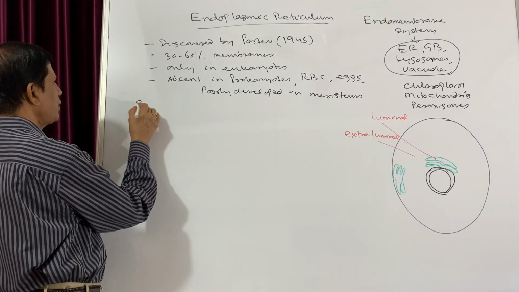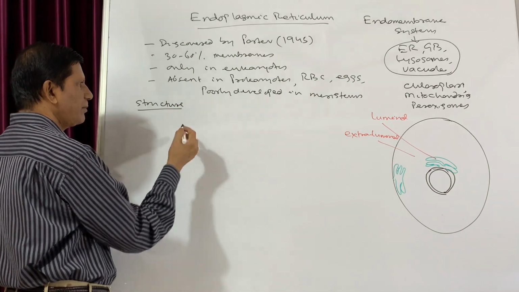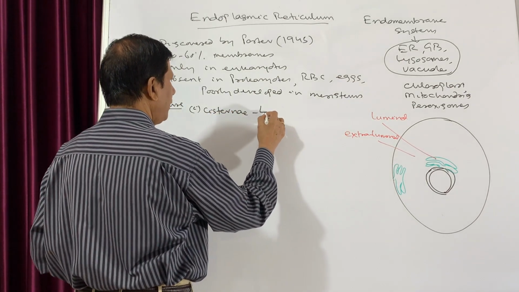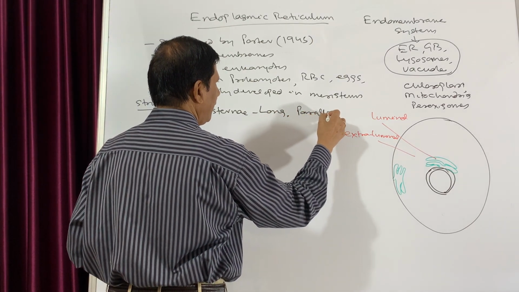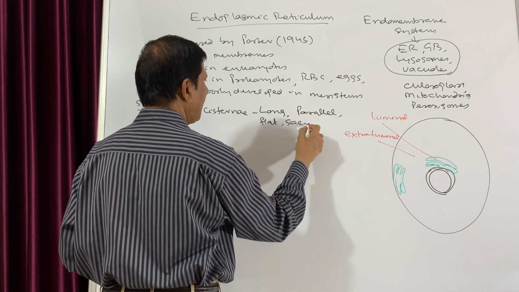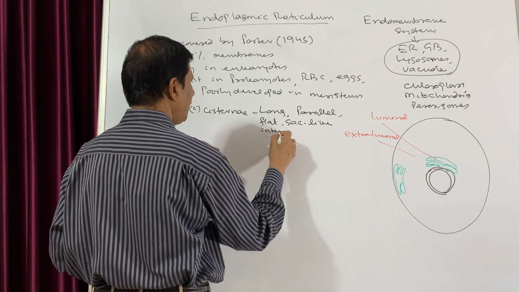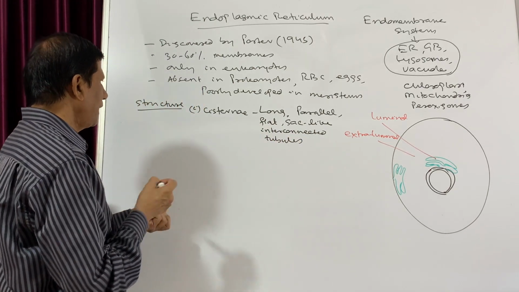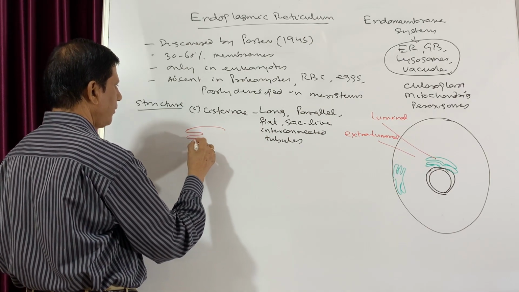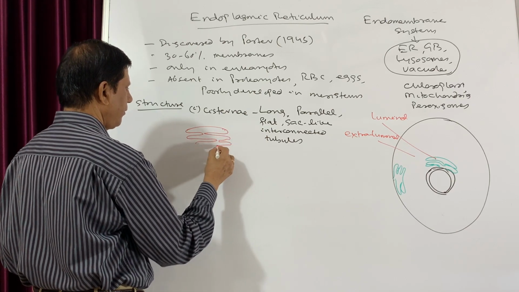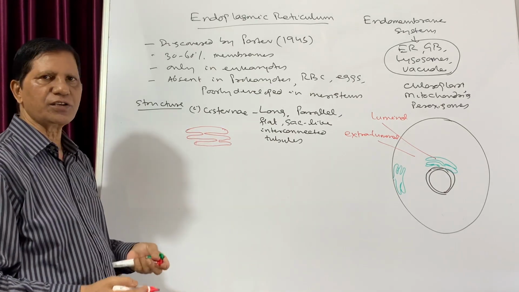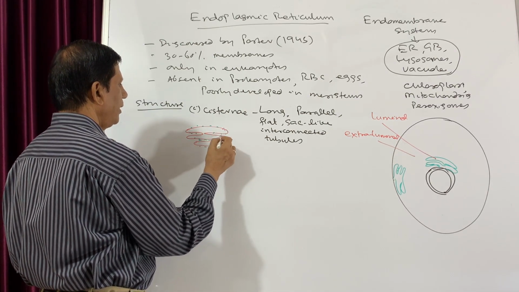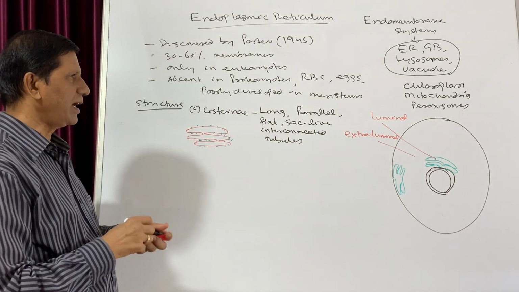So if we come to its structure, it usually consists of three things. Number one is cisternae. Usually these cisternae are long, parallel, flat, sac-like interconnected tubules. That means they will look like this. There are certain parallel sac-like interconnected structures, and on the surface there may be ribosomes present. So this is the cisternae.